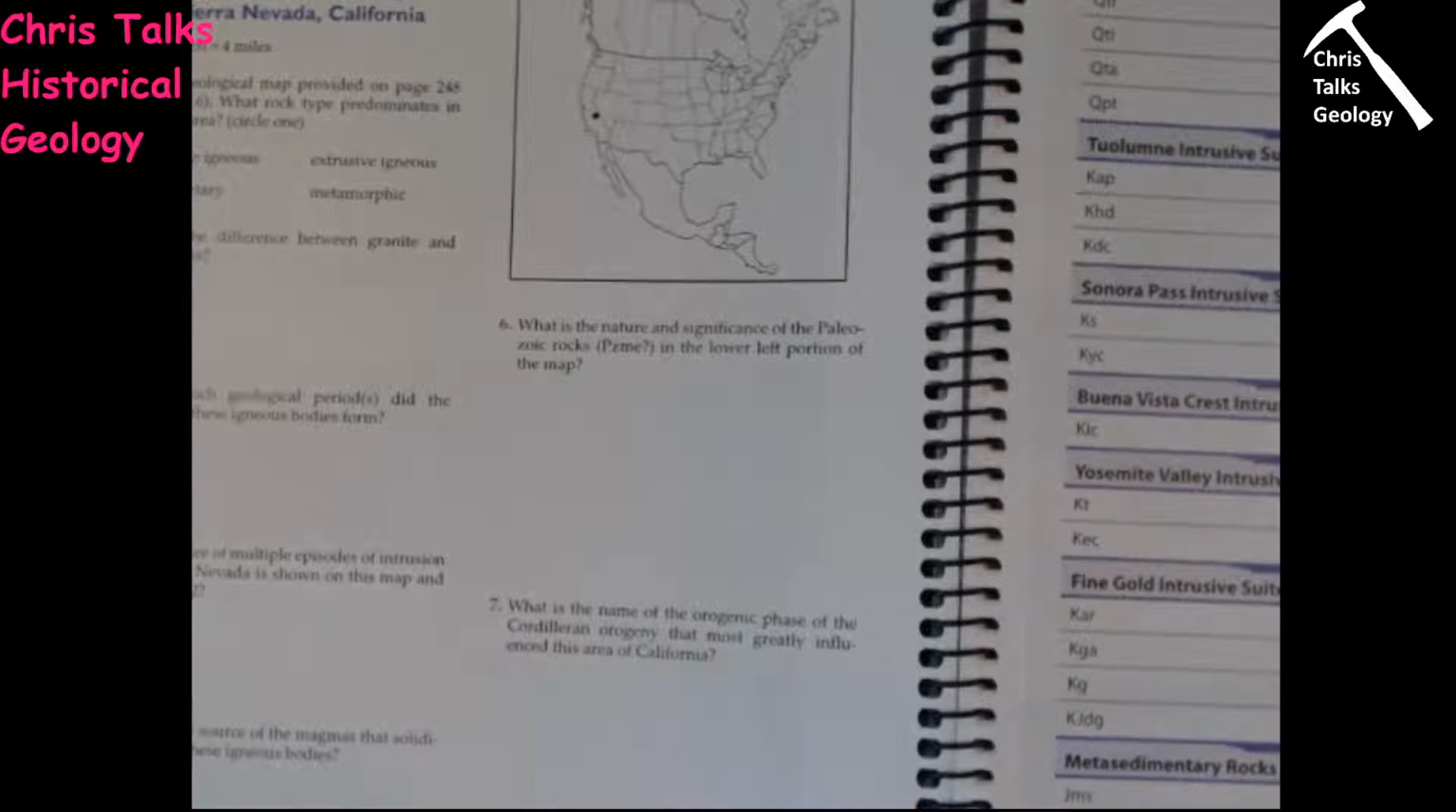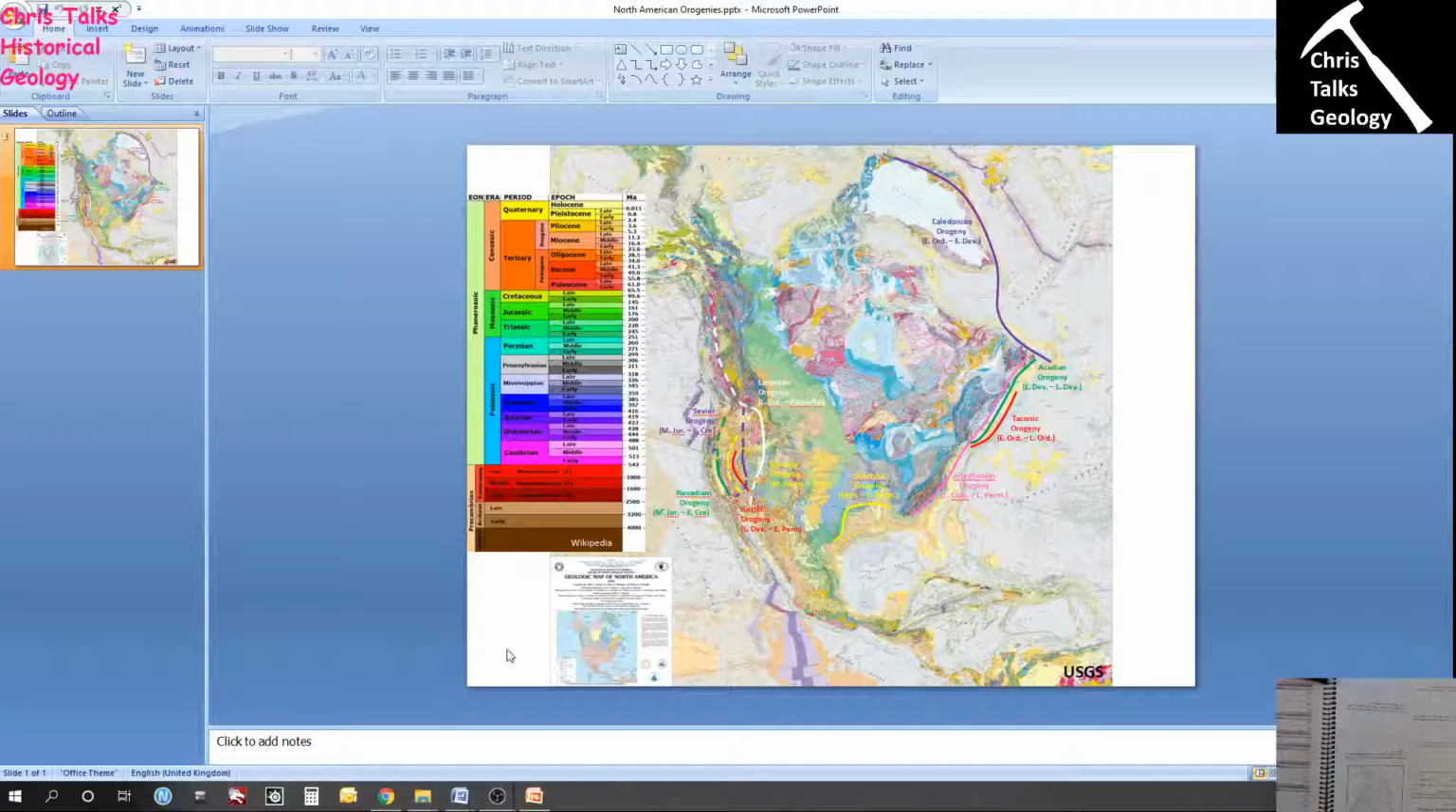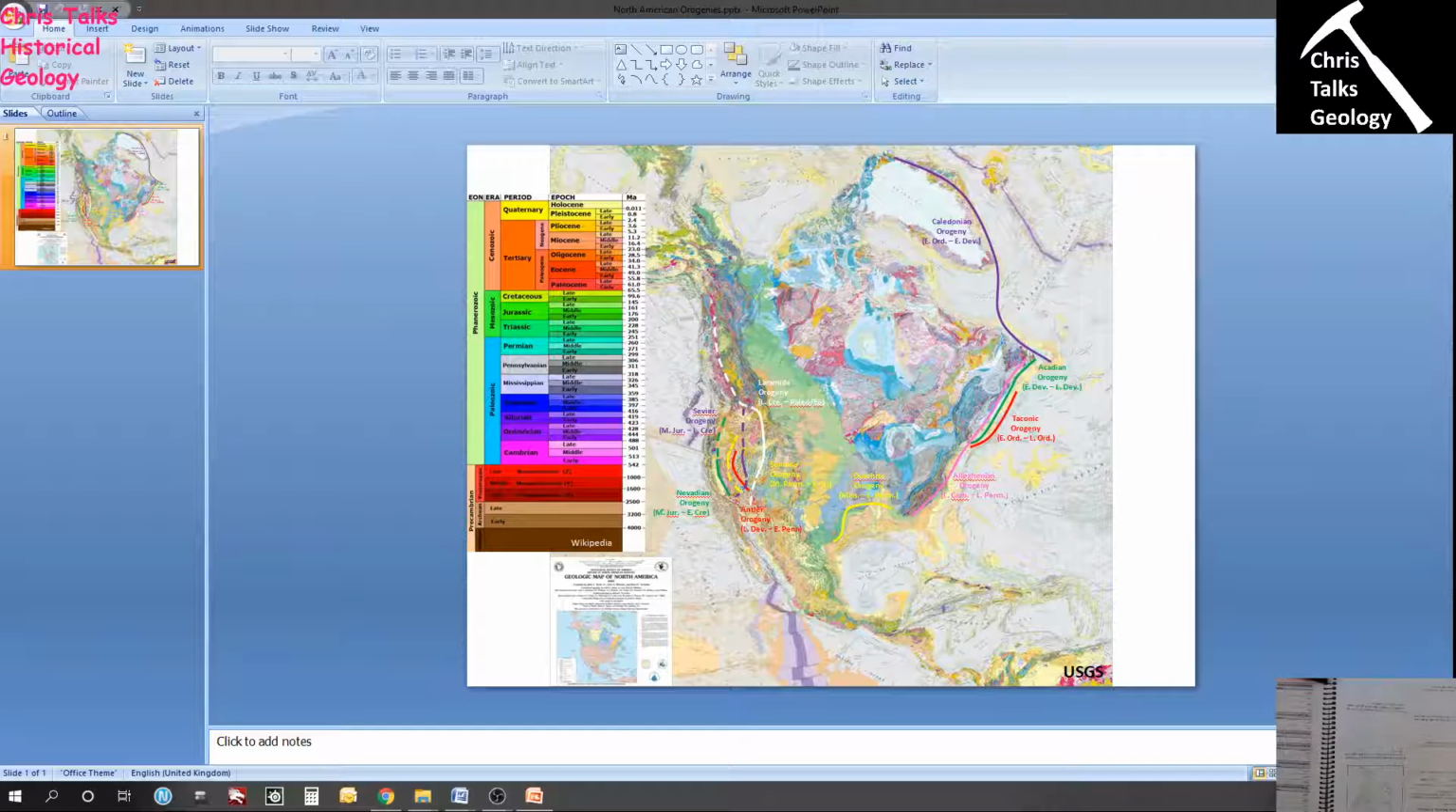Then question 7. What is the name of the orogenic phase of the Cordilleran orogeny that most greatly influenced this area of California? Okay, well, we have 3 of them to choose from: the Nevadian, the Sevier, and the Laramide. Okay, so what we're going to do is have a look at something I put together earlier. So we're going to jump over to my computer screen. Here we go. And I'm just going to make this bigger.